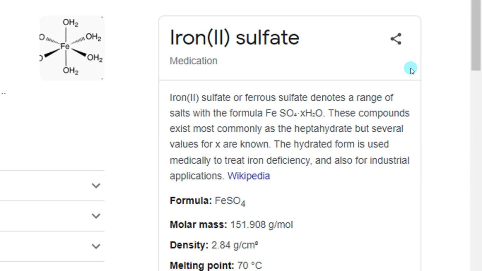It is a range of salts with the formula FeSO4·xH2O. These compounds exist most commonly as the heptahydrate, but several values for x are known. The hydrated form is used medically to treat iron deficiency. If we use it medically, it is for a person who has iron deficiency. This is not the iron, the metal, that we use in concrete and civil engineering, which of course is also called iron.